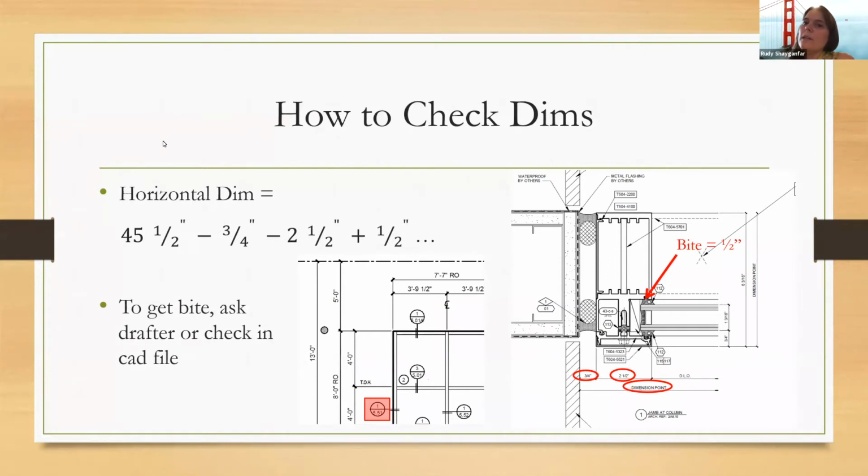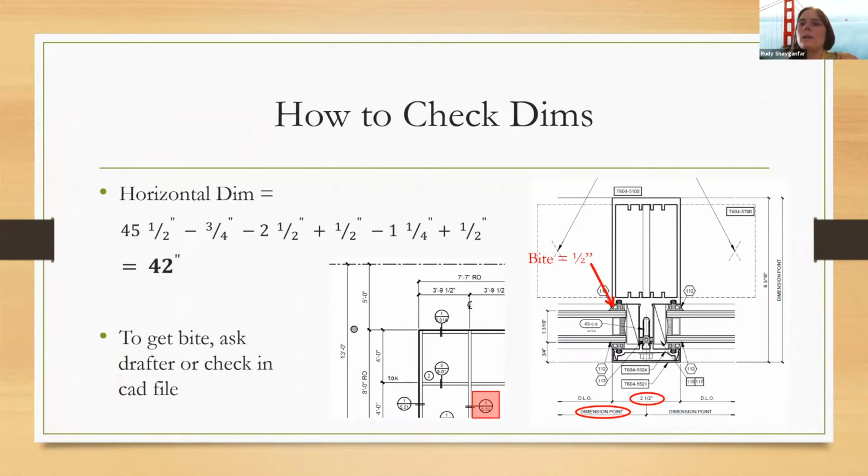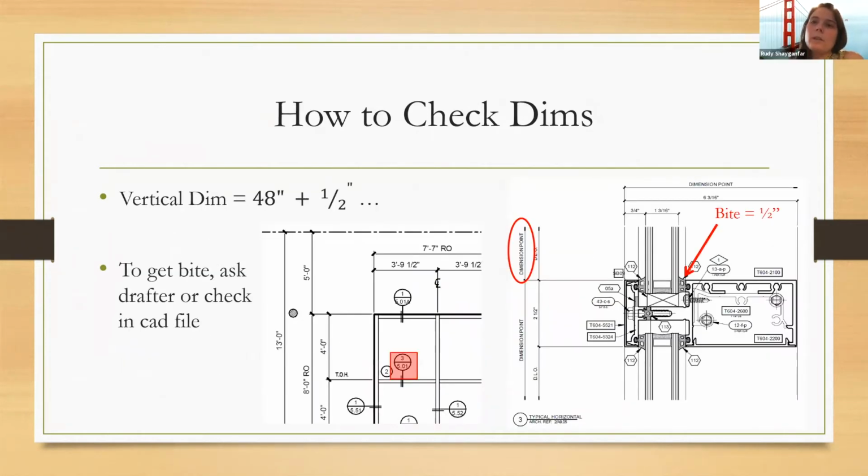In order to get the bite, you can either ask your drafter, or you can just go ahead, open up, and measure the bite from the CAD file. This slide is looking at the center line now of the intermediate vertical mullion. So when you look at the detail here, you can see that the framing is 2.5 inches wide. So we're going to subtract half of that framing width to get to the dimension point. So we'll subtract 1 1/4, and then we will add back the 1/2 inch glass bite. So when we do all these dimensions and total them up, we find that the horizontal dimension of the glass is 42 inches.